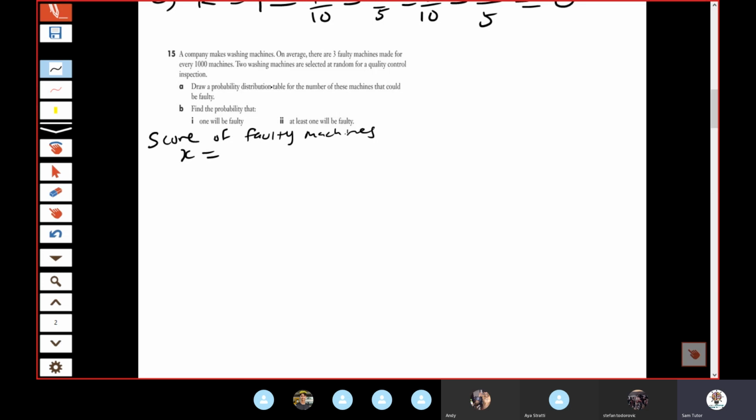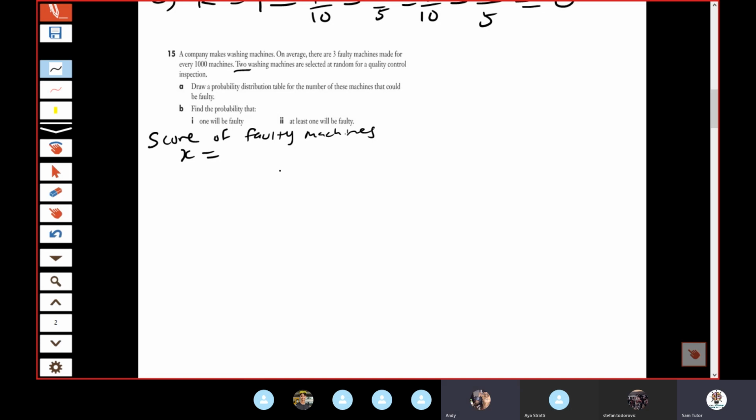If you're taking out 2 washing machines, what could have happened? How many could have been faulty? Give me the different cases. Andy, if I'm taking out 2 washing machines, what are the different possibilities of having faulty machines? I'm talking about possibilities, not probability. Like, what could have happened? Imagine right now you go to Harvey Norman and just select any 2 washing machines. You come home, and what could have happened?